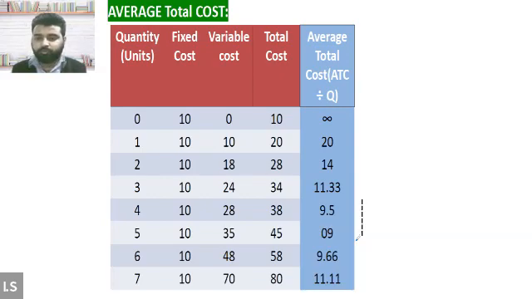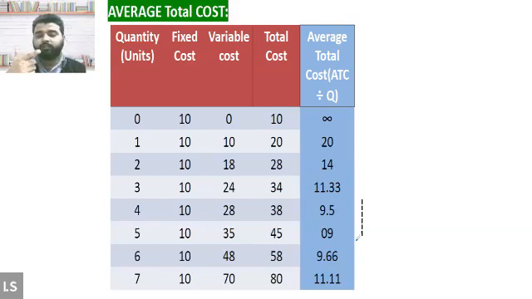So don't you think the behavior of ATC is exactly like AVC, right? Yes. And because both have similar behavior, the diagrammatic representation will be exactly the same. The only difference will be that the average total cost curve will always fall above the average variable cost curve, since average total cost contains 2 components, average fixed cost as well as average variable cost.